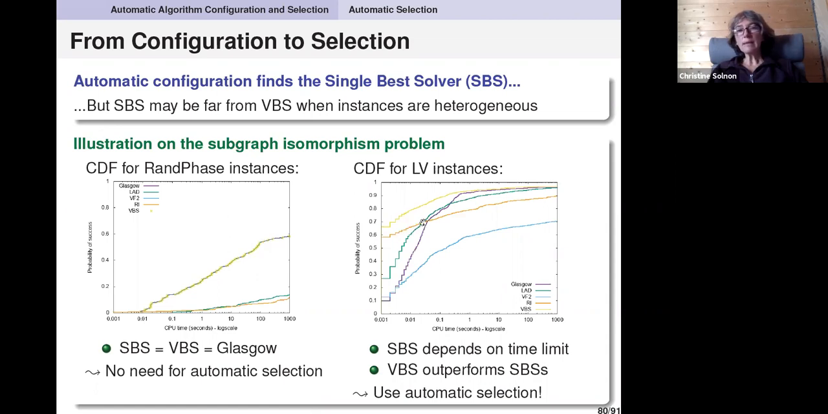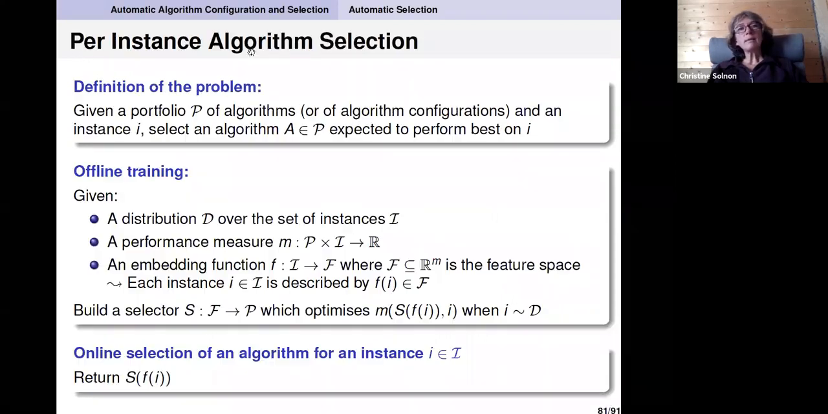But for other benchmarks, there is a gap between the single best and the virtual best. And in some cases, for example here, I don't even have a single best. For example, here, the single best for short CPU time limits is RI, whereas for large CPU time limits, it is LAD and then Glasgow. So in this case, I should use automatic selection. This is called per instance algorithm selection. And the goal is, given a portfolio of algorithms and an instance, to select the algorithm which is expected to perform best on this instance.